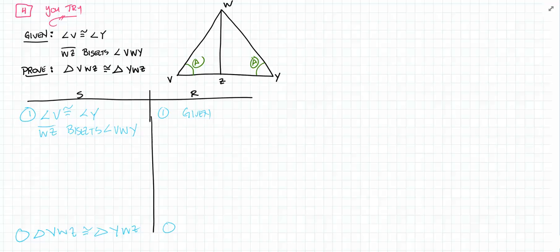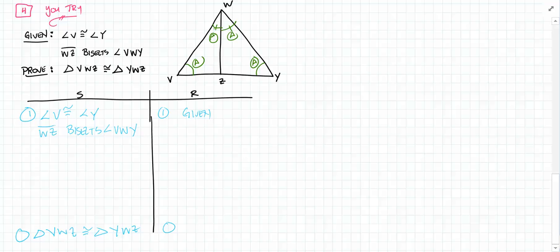Yeah, so you know that VWZ. Yeah, so WZ bisects angle VWY. So this one up here. So you know this angle and that angle are congruent. Is that true? Okay. And that's an angle, right? So far I've got 2 angles, right? What else can I say now? That's the common side. So this side right here is with itself.